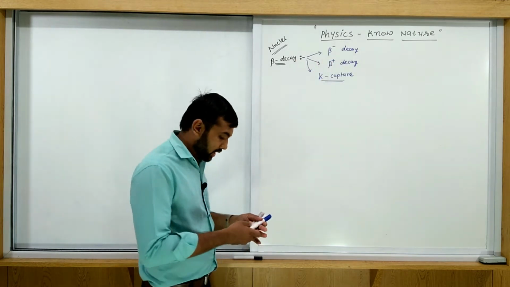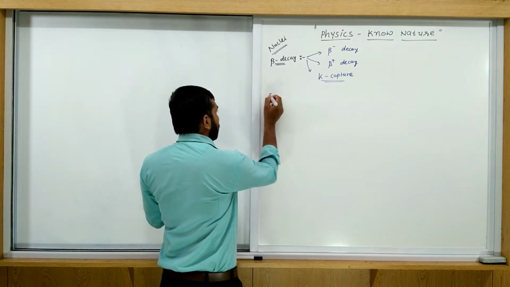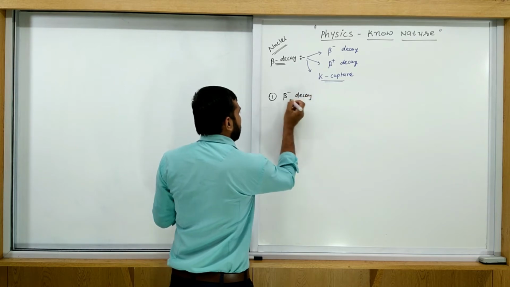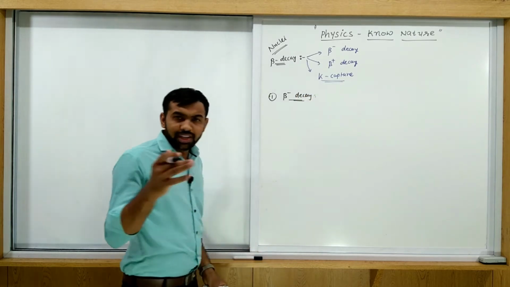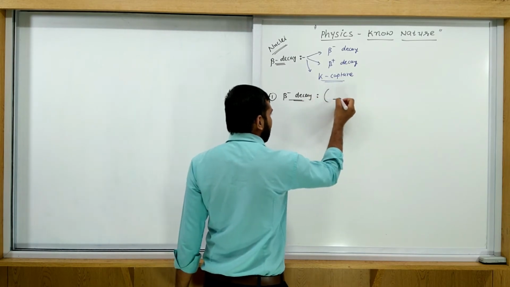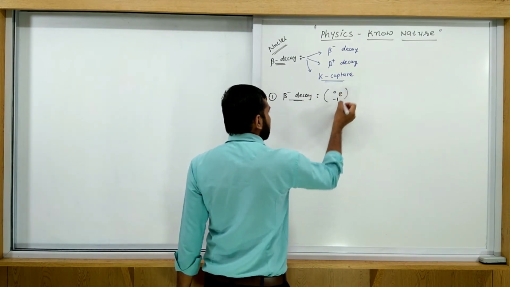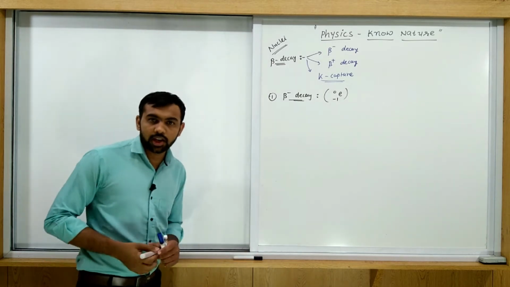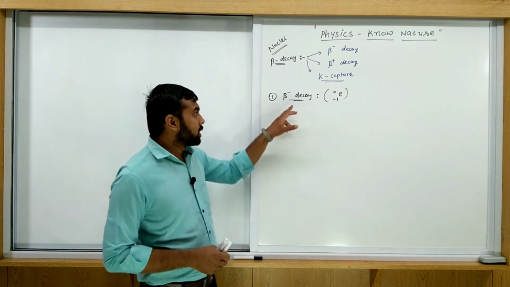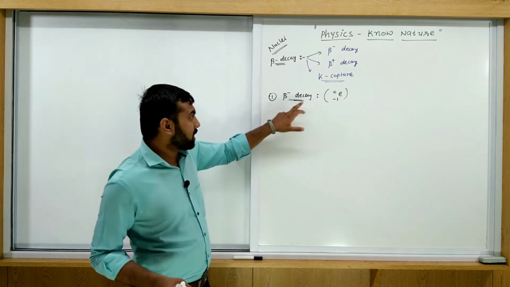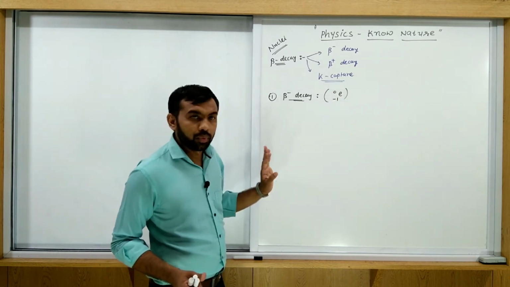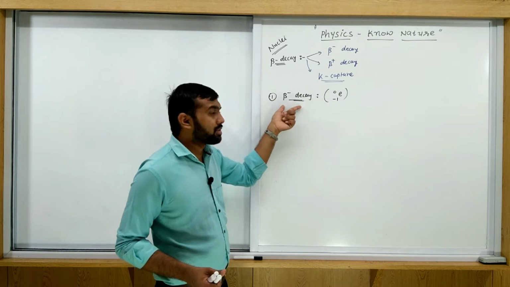What is beta minus decay? Beta minus is generally represented like this, also represented as -1e0. This is the electron. When an electron comes out from the nucleus, this is a beta decay. So beta minus decay is also represented like this, -1e0. This is another symbolic form of beta minus decay.